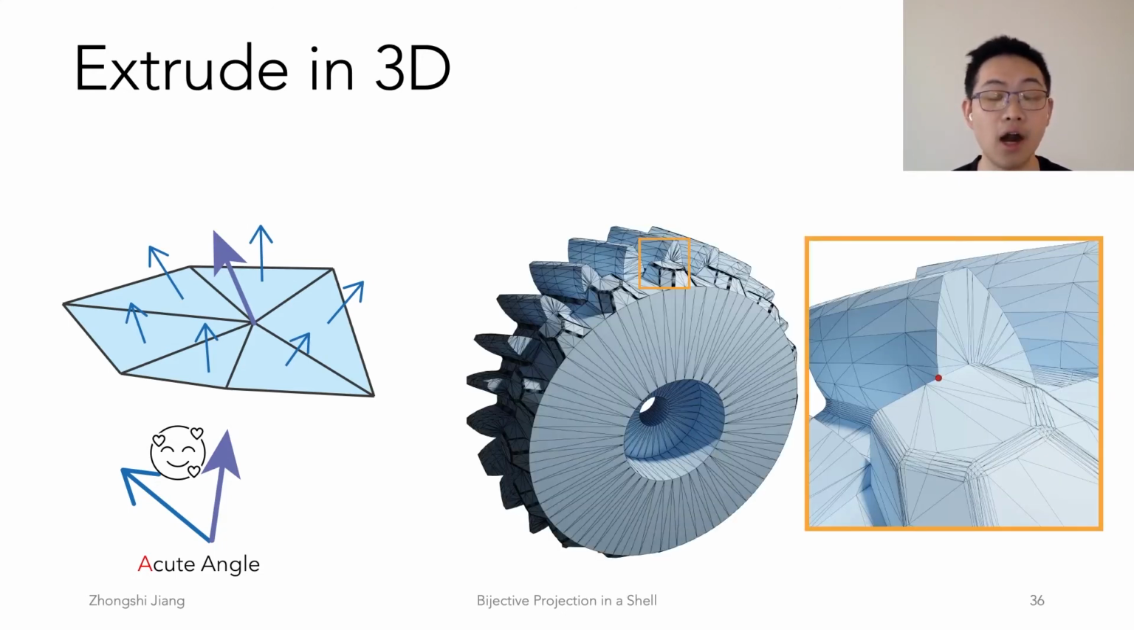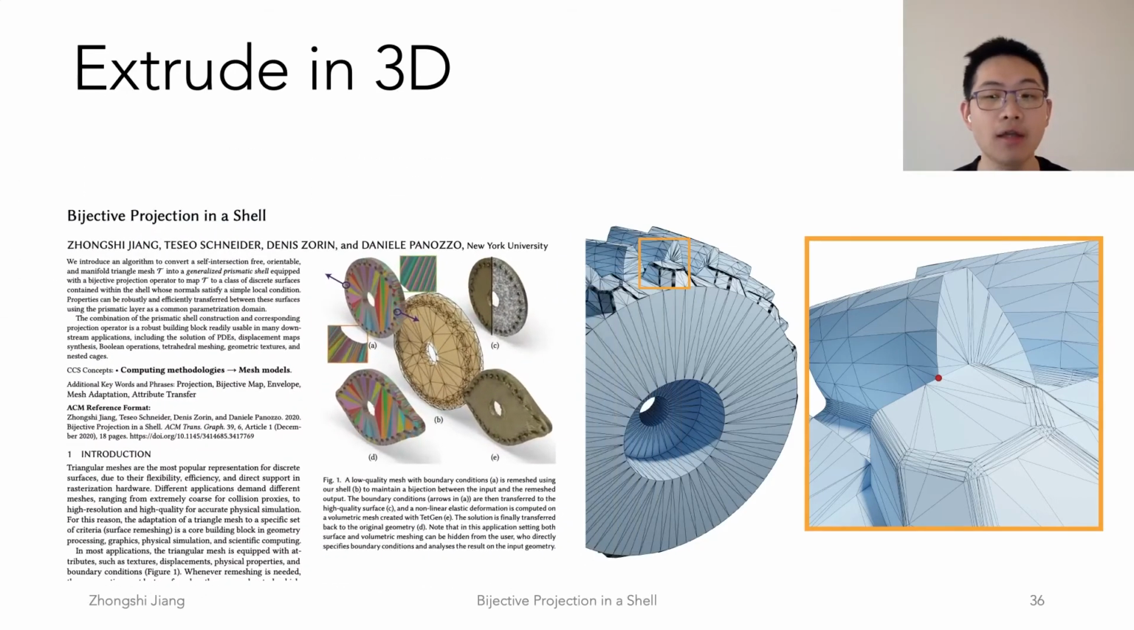Interestingly enough, there are geometric configurations where this direction does not exist at all. Here, adjacent to the red dot, 2 triangles have their normals opposite to each other. We call them singularities. More detail on the handling of this case can be found in our paper.